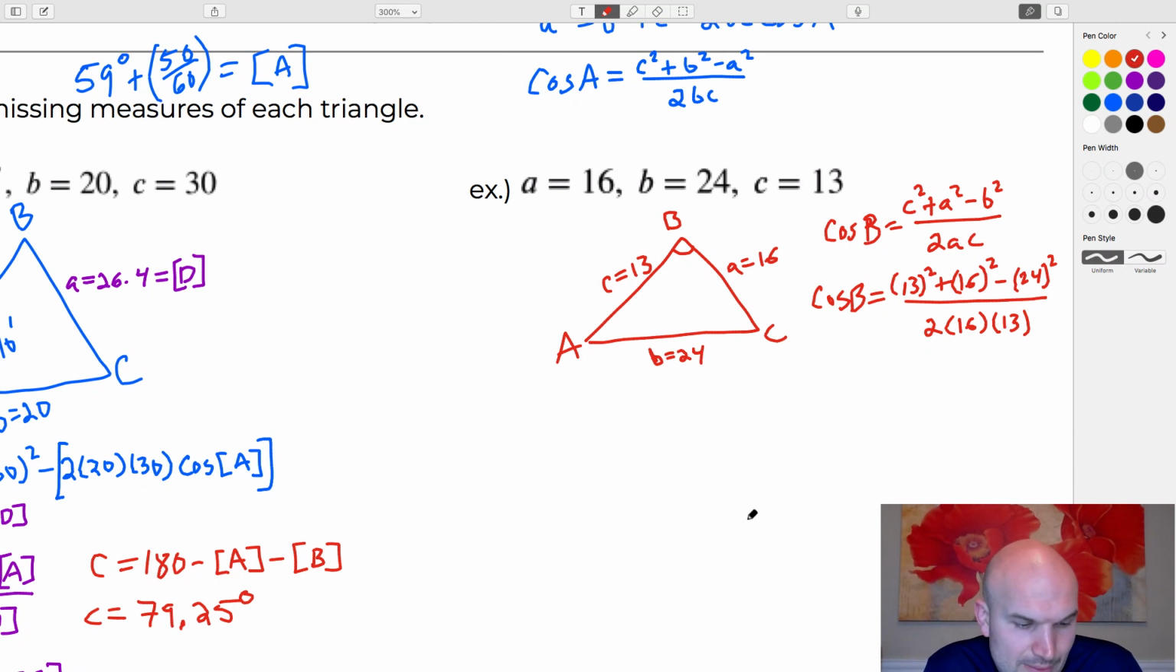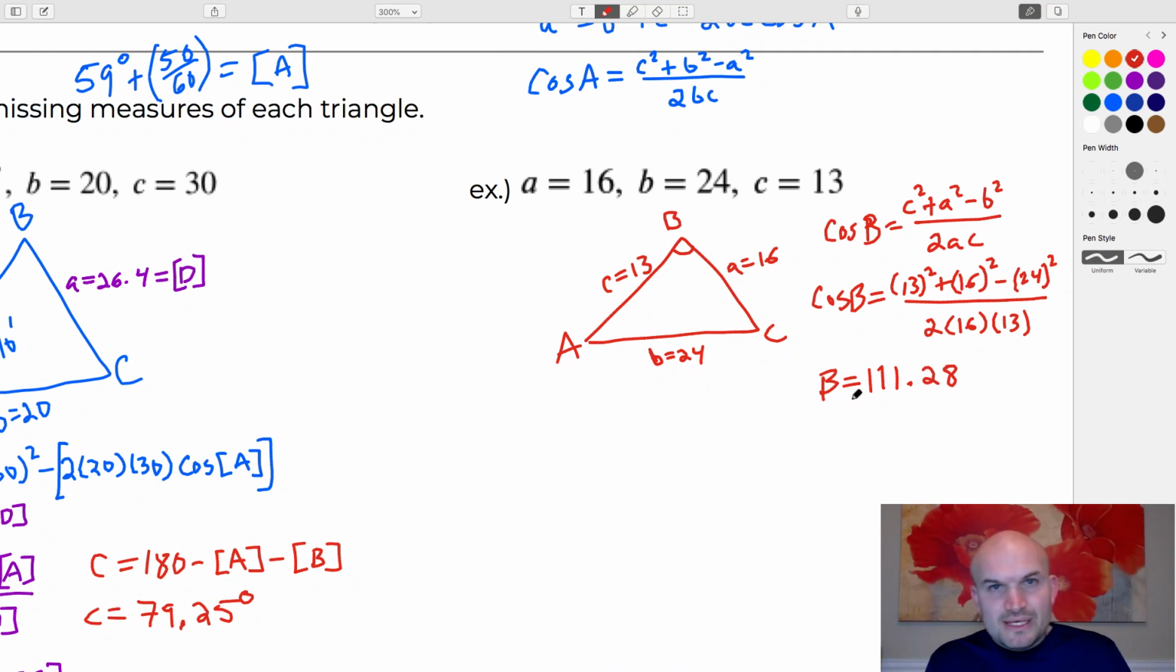So I'm getting the cosine of B is equal to negative 0.36 and other decimals. So therefore, to find B, I'm going to take the cosine inverse of that last answer, and I get 111.28 degrees.